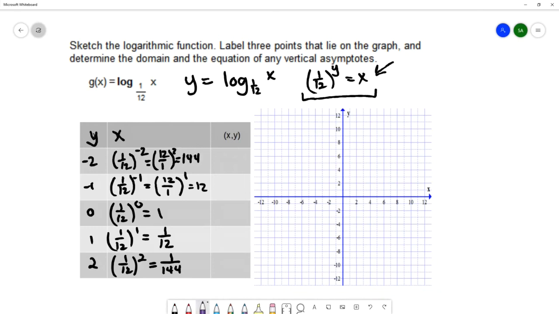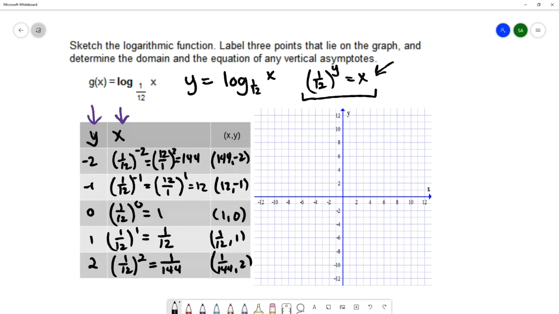So this column has my x's, this column has my y's. Let's write down those ordered pairs. We have 144, comma, -2; 12, comma, -1; 1, comma, 0; 1/12, comma, 1; and 1 over 144, comma, 2. Now some of these ordered pairs are going to be off my grid, but we can get an idea of what's happening for the graph, so we can sketch the line.